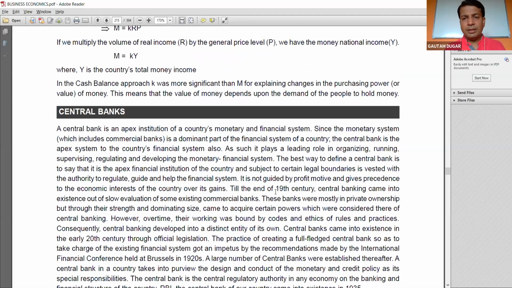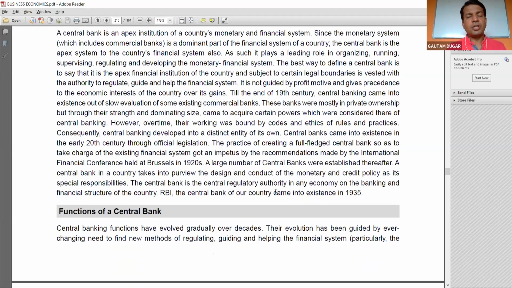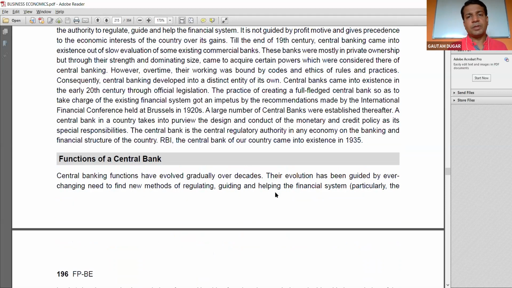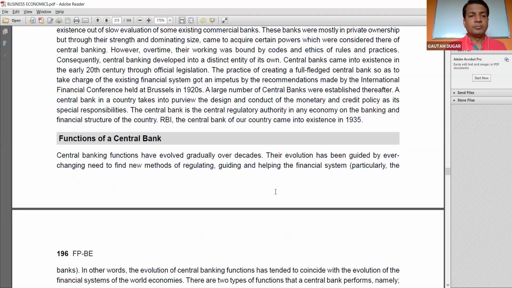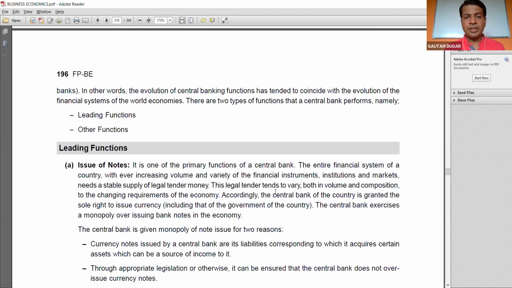Coming to the central bank, in India, the central bank is the RBI. The central bank is the apex bank, which controls the entire monetary system of the economy. Functions: first, issuing notes. The issuing of currency notes is the prerogative, the sole right of the RBI, the sole authority to issue the currency notes.